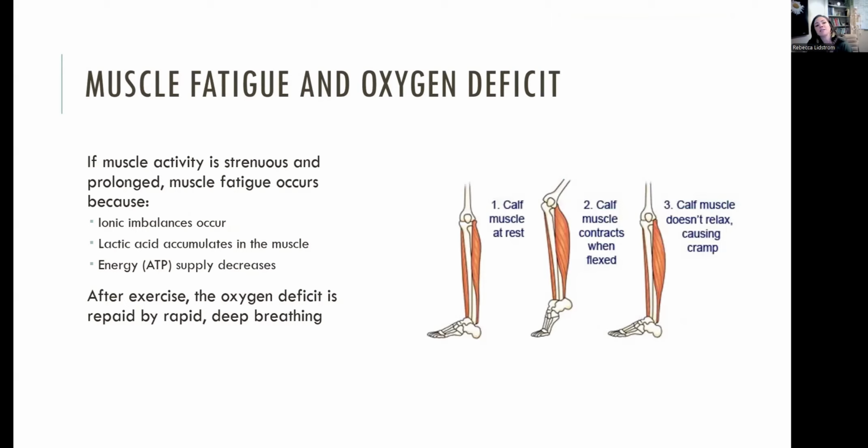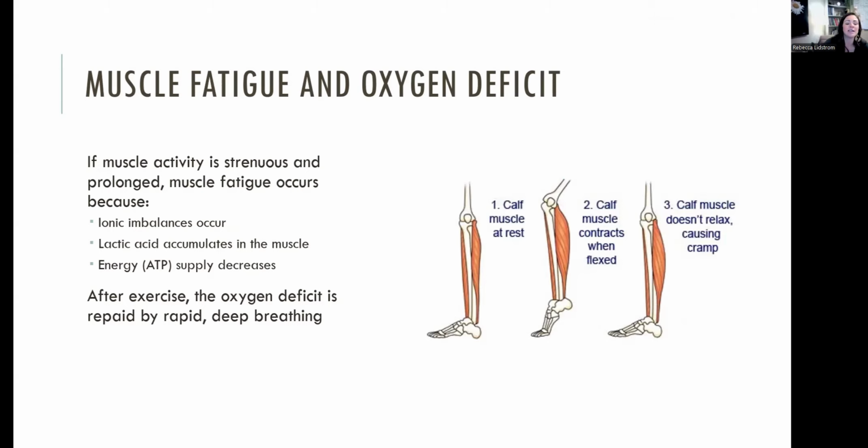If muscle activity is strenuous and prolonged, we end up with muscle fatigue. There are going to be different ion imbalances that we end up with, and of course, lactic acid buildup within the muscle. There's not oxygen present. We saw that when we convert pyruvic acid into lactic acid in the end stages of glycolysis if there isn't O2 present. And of course, ATP supplies will decrease.